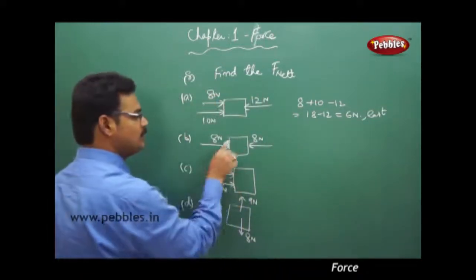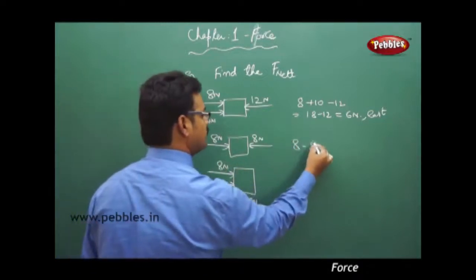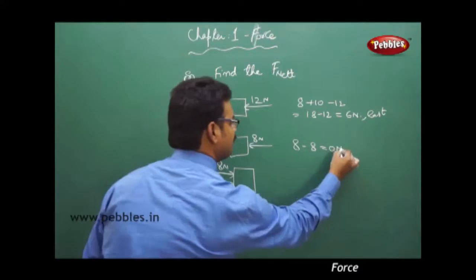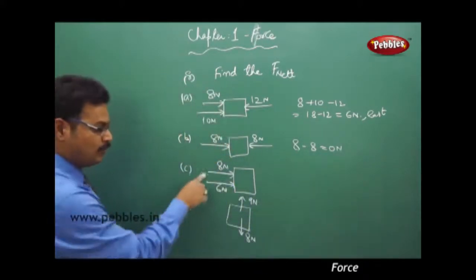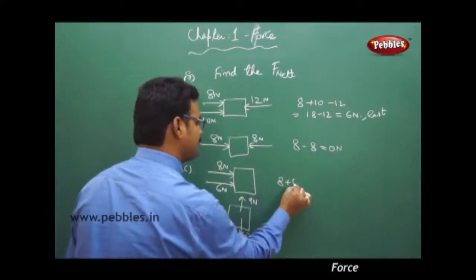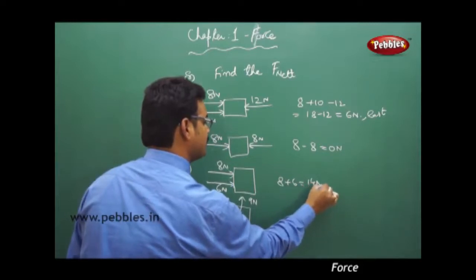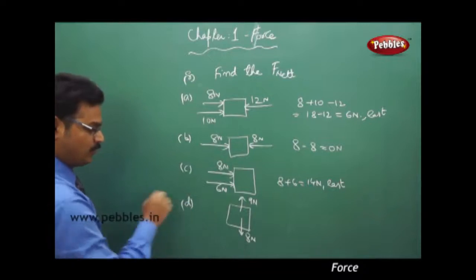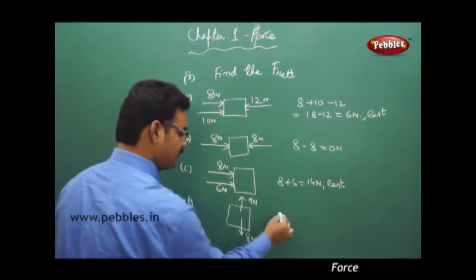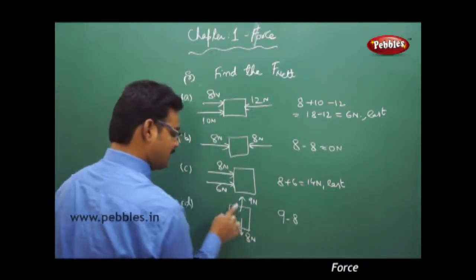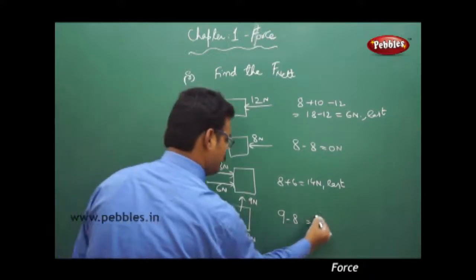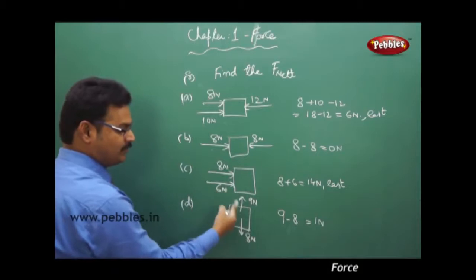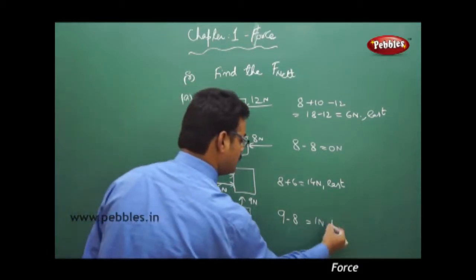Second one, 8 Newton, 8 Newton. Both are the same in opposite directions. So net force is 0 Newton. Third one, both the forces are in the same direction. So 8 plus 6, 14 Newton, again towards east. What's this one? 9 Newton, 8 Newton. 9 minus 8, as they are in opposite directions. So 1 Newton. Which force is greater? 9 Newton upward. So this is greater. So 1 Newton towards north.